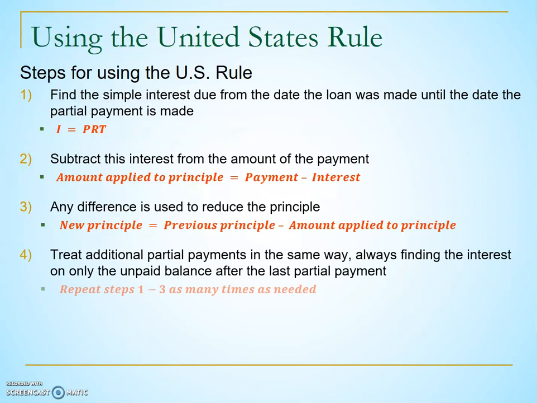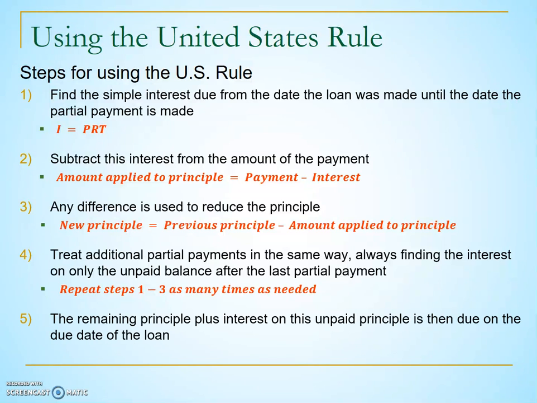Step 4 is to repeat the previous 3 steps for any additional partial payments. After all payments have been calculated, we finish by calculating the maturity value of the loan, or the amount still due on the due date of the loan. We do this again by calculating the interest on the remaining principal and adding the interest amount to the remaining principal.